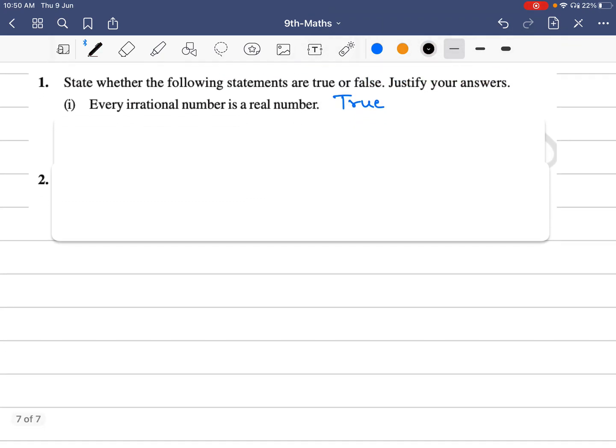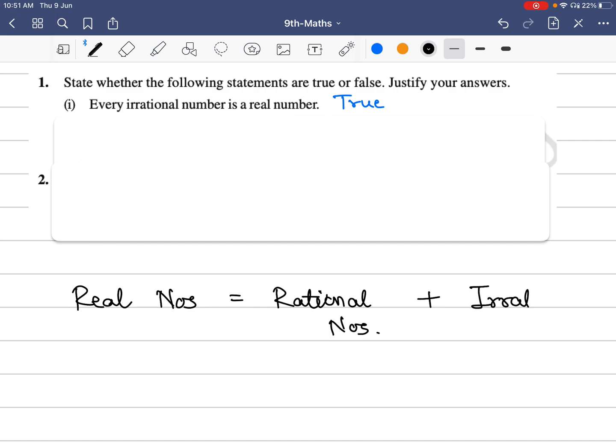we have seen what is the definition of a real number. So real numbers are nothing but all the rational numbers that exist on the number line plus all the irrational numbers that exist on the number line. As we have seen, when we take any number line, let's take a number line here.